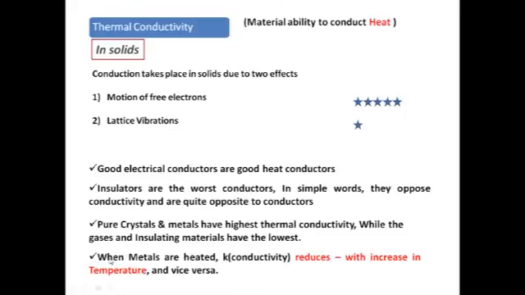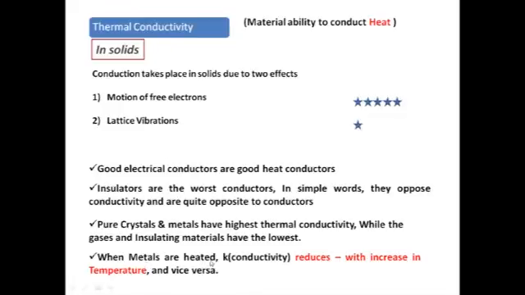Another important thing which you have to identify here is when you heat a metal, its thermal conductivity reduces, because the predominant factor in metals for conduction is the motion of free electrons. Whereas in non-metals, you don't have free electrons. The conduction heat transfer occurs basically due to lattice vibrations.